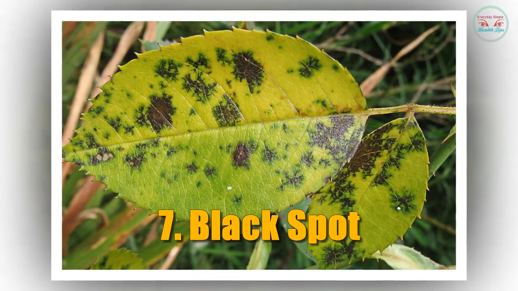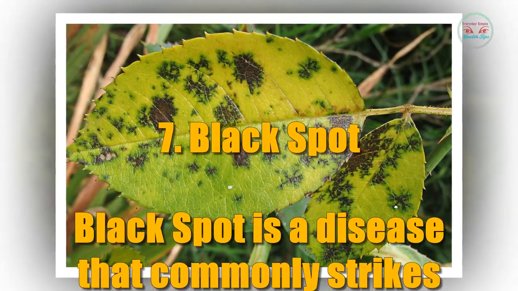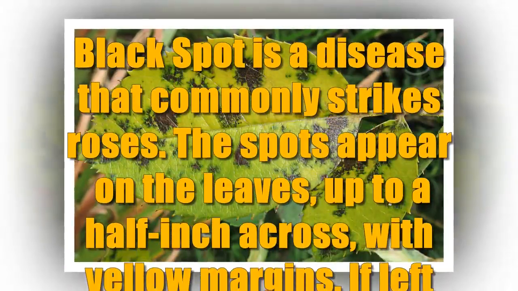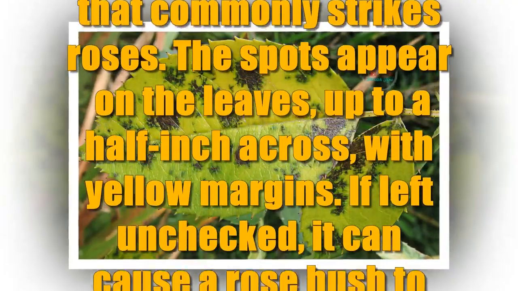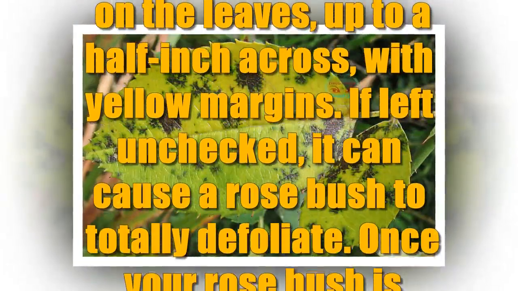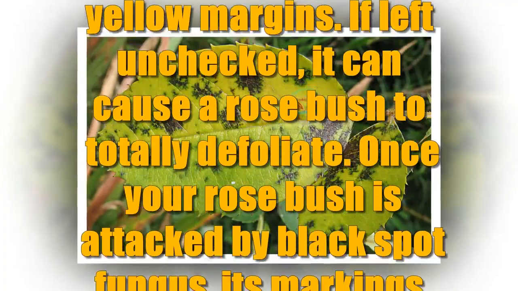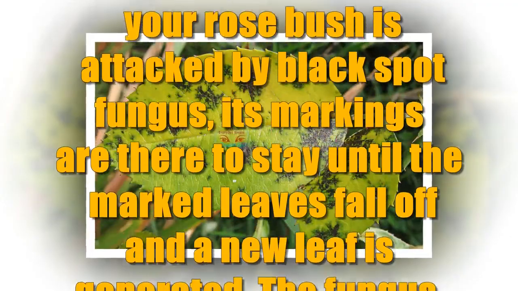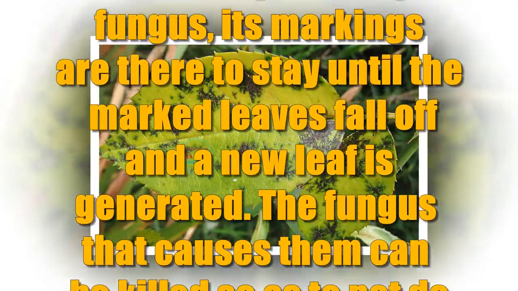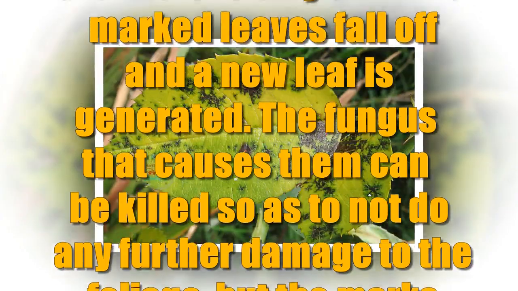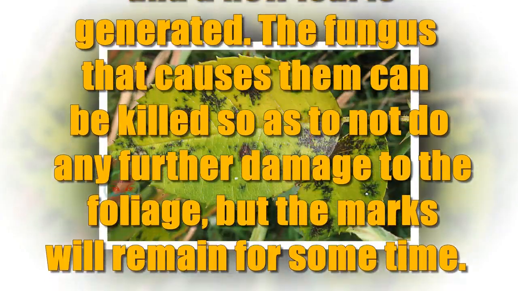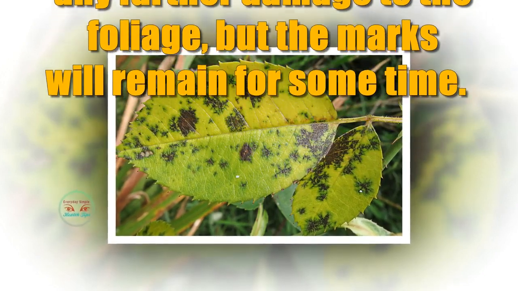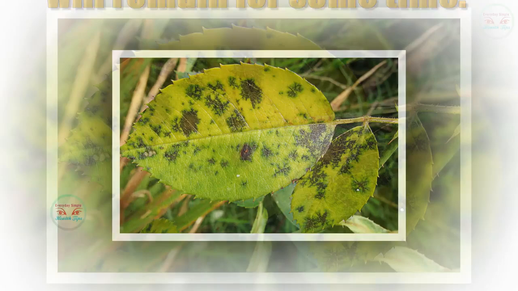7. Black spot. Black spot is a disease that commonly strikes roses. The spots appear on the leaves, up to a half inch across, with yellow margins. If left unchecked, it can cause a rose bush to totally defoliate. Once your rose bush is attacked by black spot fungus, its markings are there to stay until the marked leaves fall off and a new leaf is generated. The fungus that causes them can be killed so as to not do any further damage to the foliage, but the marks will remain for some time.